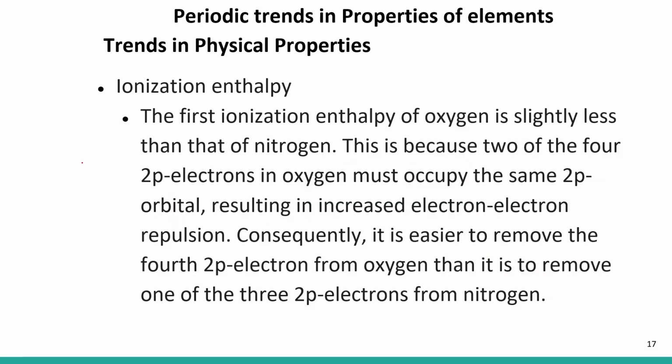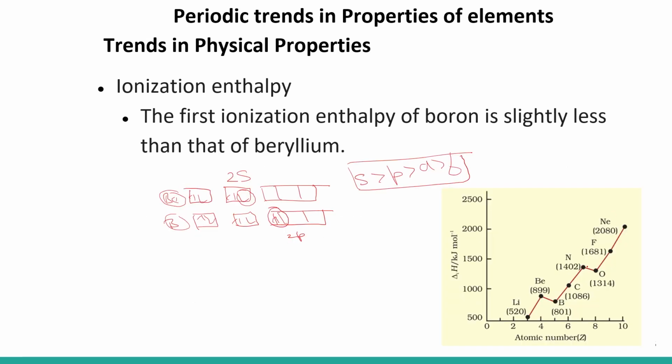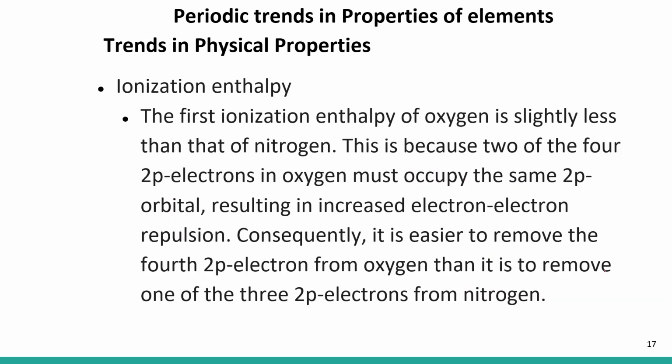Now, the next exception we can see here is from nitrogen to oxygen. The atomic radius is decreasing, but the ionization enthalpy is not increasing. It is 1402 kilojoule per mole for nitrogen, and 1314 kilojoule per mole for oxygen. So the nitrogen one is greater as compared to oxygen. So why is it so?